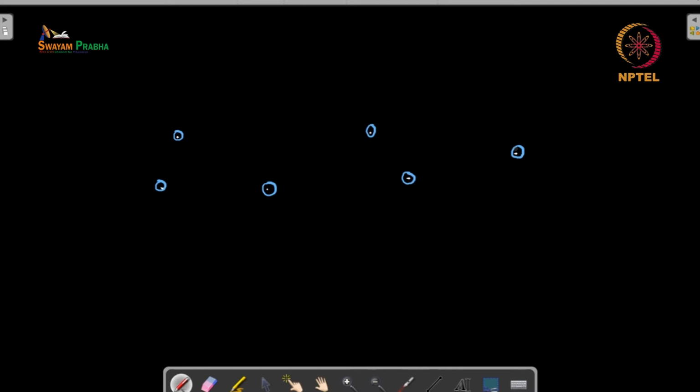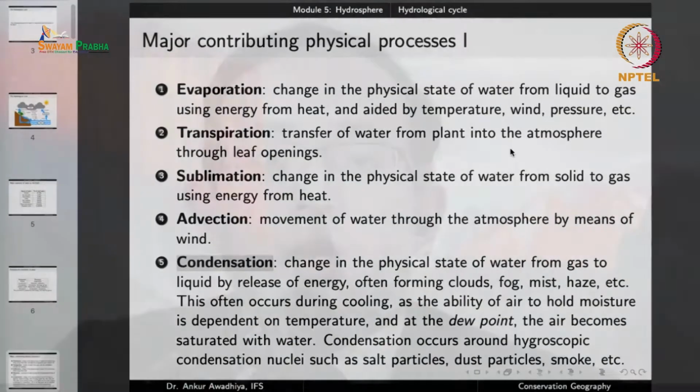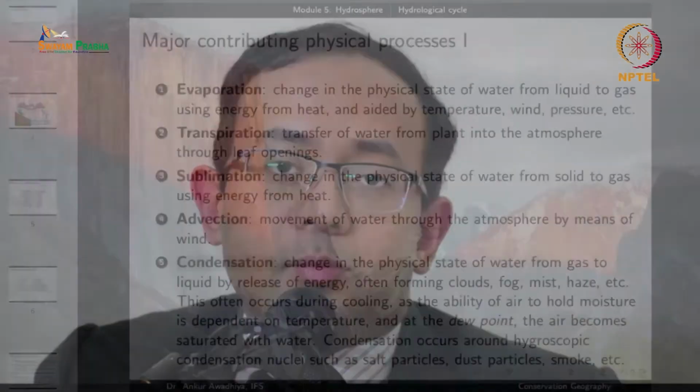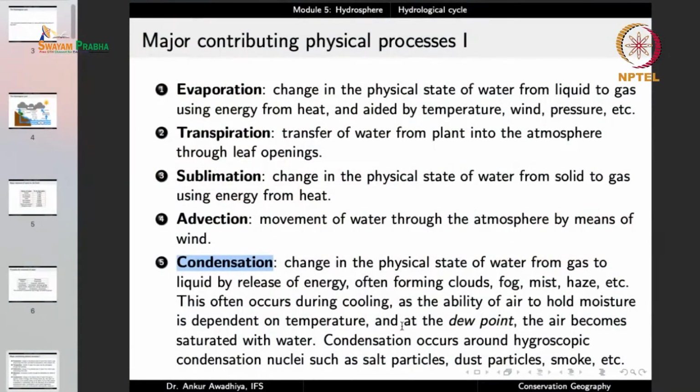If you do not have these nuclei, then perhaps the air would not find a mechanism to release the water. So it will become super saturated, that is, holding water above its capacity. And as soon as it gets any impurity or it gets any surface on which it can shed the water, immediately it will shed the water. So these particles are known as condensation nuclei.